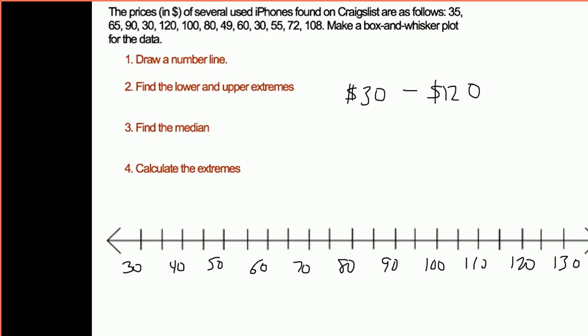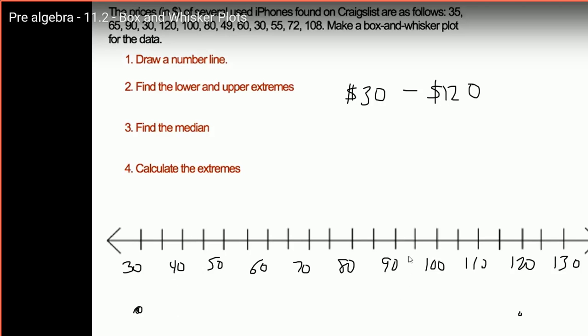My lower extreme is 30, so right under that number line, I'm going to put a dot right where about 30 is. Then the upper was 120, so right below that at 120, I'm going to put a little dot right there. Okay, so we have those.